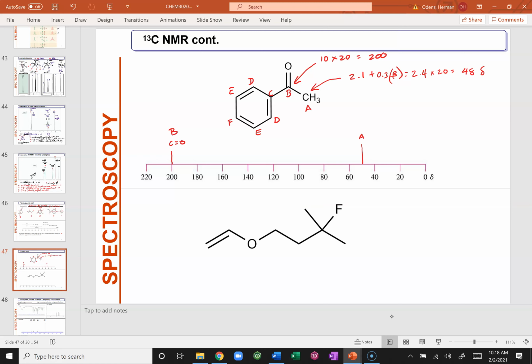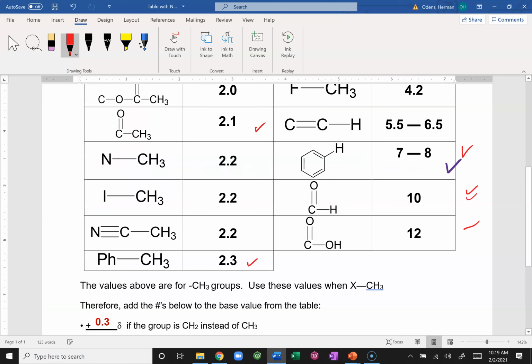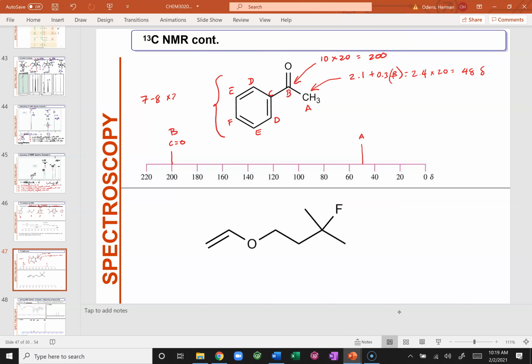All right, all we have to do now is do the aromatic ones. The aromatic ones are from 7 to 8 on the chart values right here. 7 to 8. So if you take 7 to 8, multiply that by 20, we have a range of 140 to 160. So I'm going to do just that. I'm going to put 4 lines here. 1, 2, 3, 4. And I'm going to assign those lines now. All right.